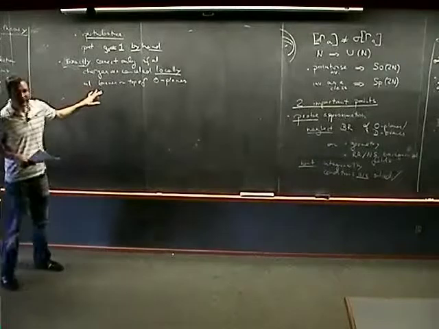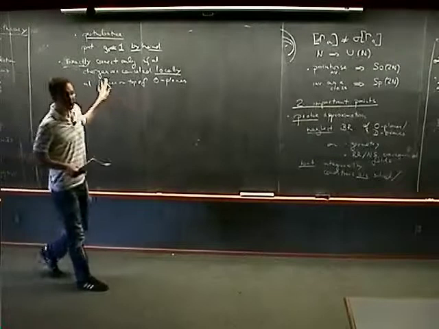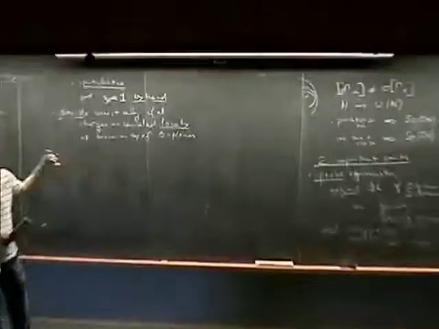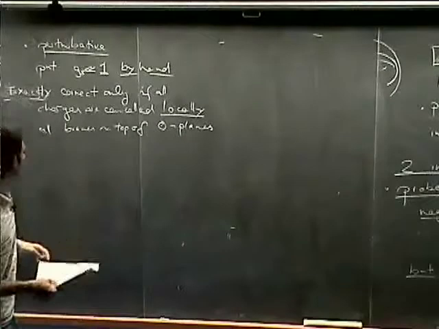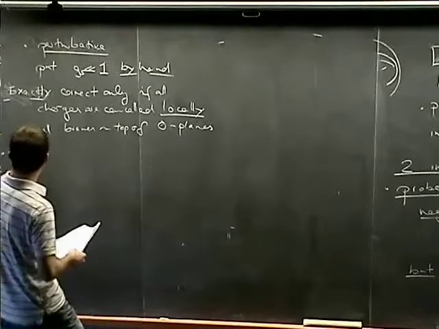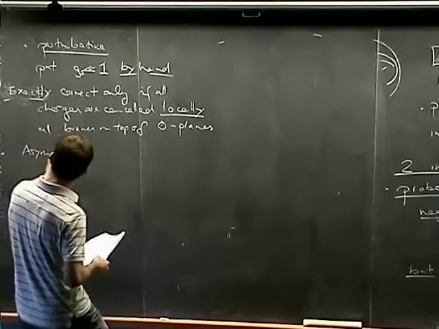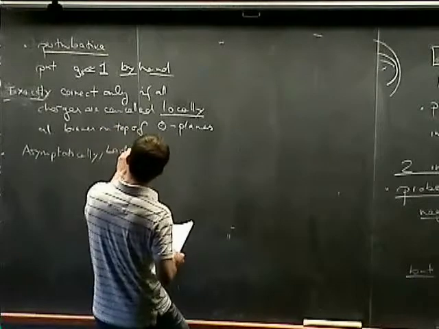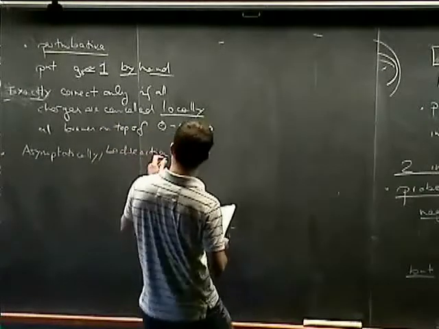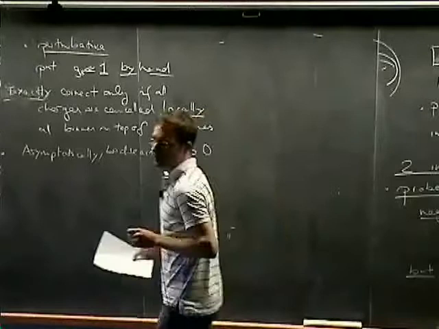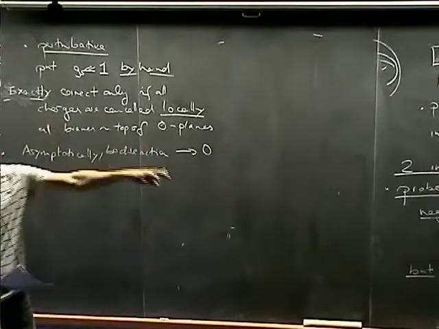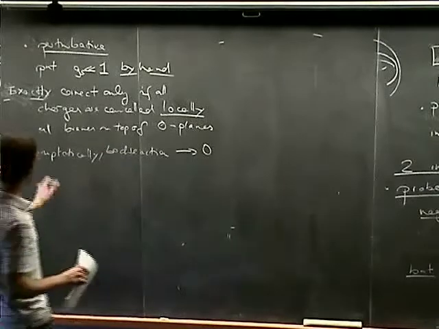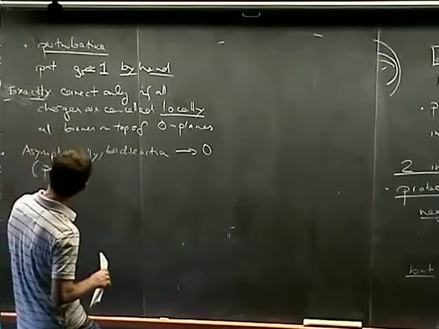So why is this okay, at least in principle? This is just now an apology for what one usually does. The reason is that asymptotically, the back reaction of a brane goes to zero. Not in type IIB, but for general branes, at least not for p equal to 7.